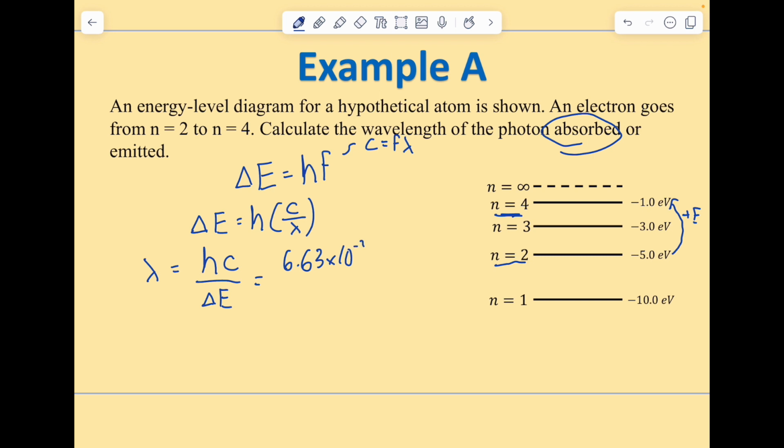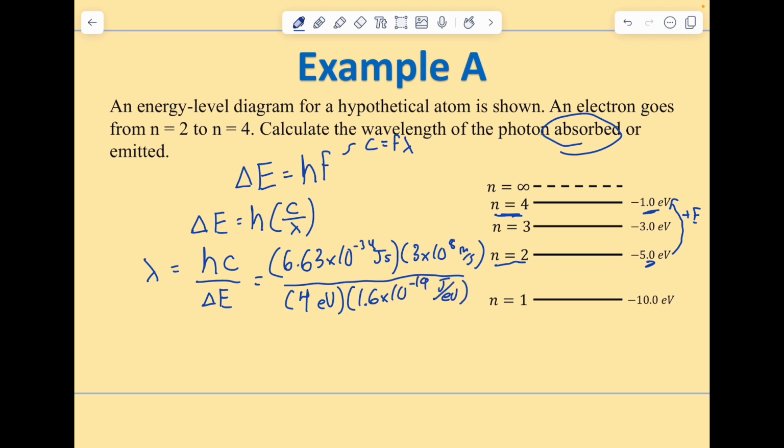And then plugging in numbers here involves a lot of calculation. So that's Planck's constant times the speed of light. And then the gain in energy here is 4 electron volts. But in this equation, I'm going to use joules. So I'm going to convert electron volts to joules by multiplying by 1.6 times 10 to the negative 19. And this is going to give a final wavelength of 3.1 times 10 to the negative 7 meters, or 310 nanometers.